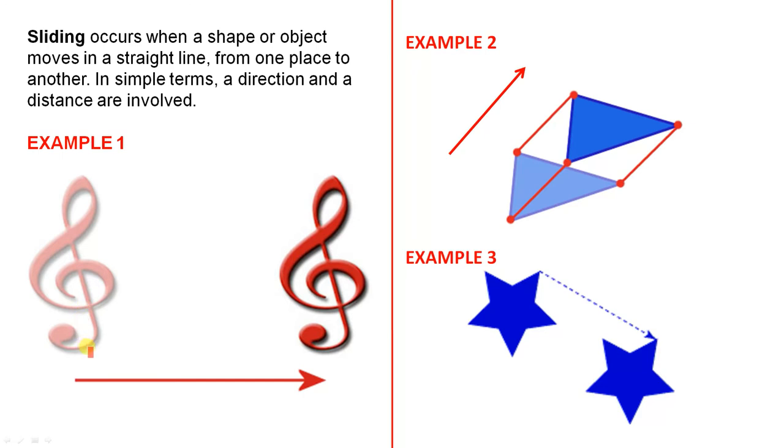So if you're good at music, you will know that this is a treble clef, and we move that from that position to that position, and it's exactly the same shape and size, so it moves in that direction for that distance. Example 2, the triangle moves from here to here, from that position to that position, in a straight line. It's the same shape, okay, and the same size, so nothing's changed. And example 3 for the star, you move the star from there to there in a straight line for a particular distance and nothing else has changed.